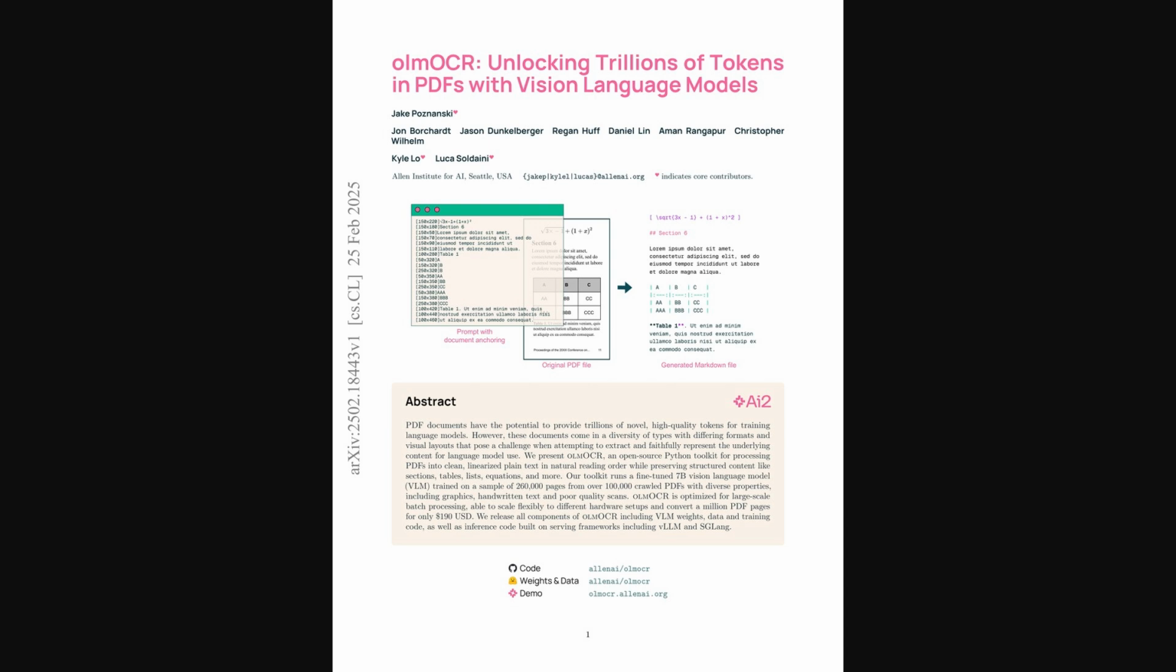And that wraps up our look at this paper. The big takeaway is how olmOCR uses a vision language model trained on that massive diverse dataset to effectively pull text and layout from PDFs. This is super important because it opens up a huge amount of information previously trapped in all those PDF documents for AI systems.